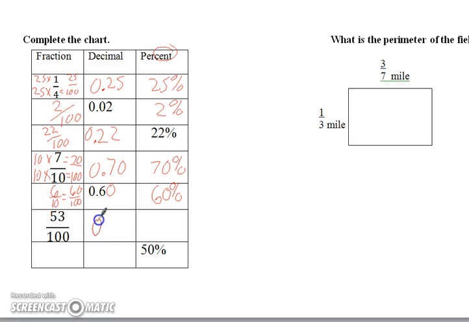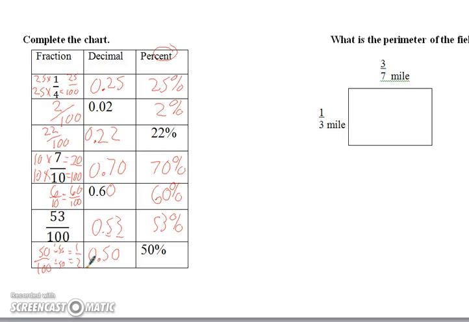53 hundredths. It looks like 53 hundredths because there's my tenths in my hundredths place. It also looks like 53 cents, so 53%. 50% looks like 50 cents, and this would be 50 out of 100. Right away, I remember my factors of 100. I can divide both of those by 50, and this would equal 1/2.